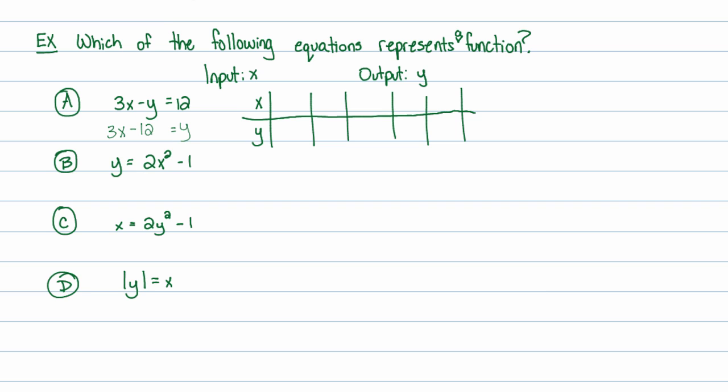So I get something like that. And so I'll build some values, 0, 1. Actually, maybe I should do negative values: -2, -1, 0, 1, and 2. When x is -2, I'll get -6 minus 12, which is -18. When x is -1, I'll get -3 minus 12, which is -15, and so on and so forth.